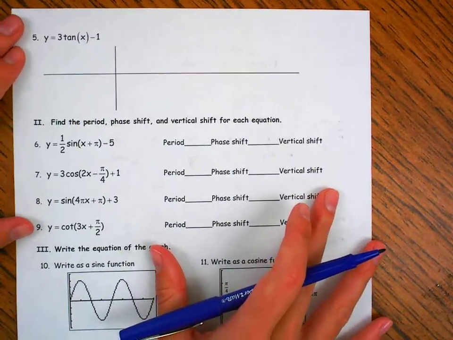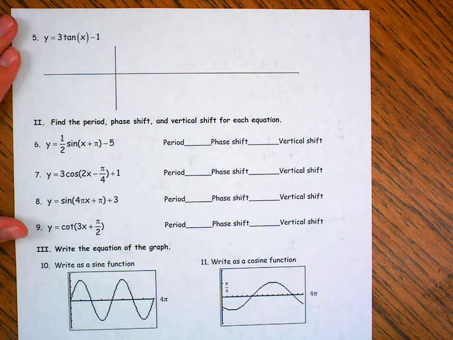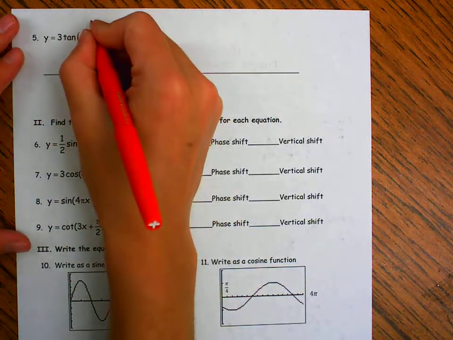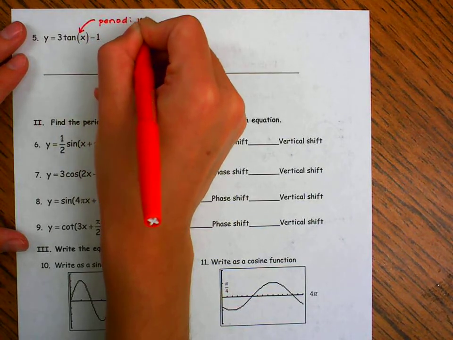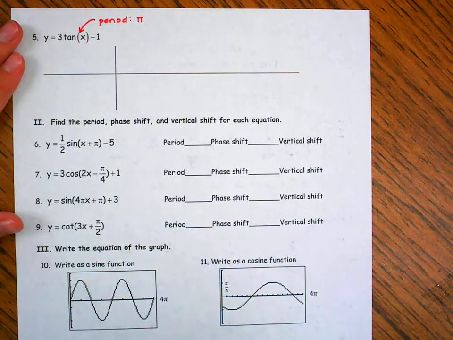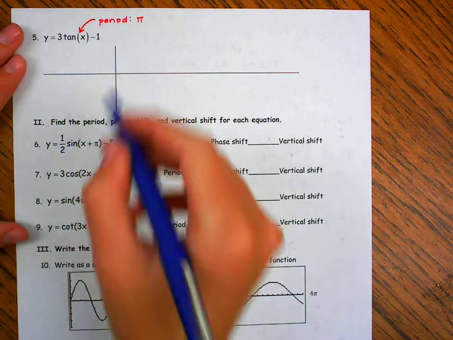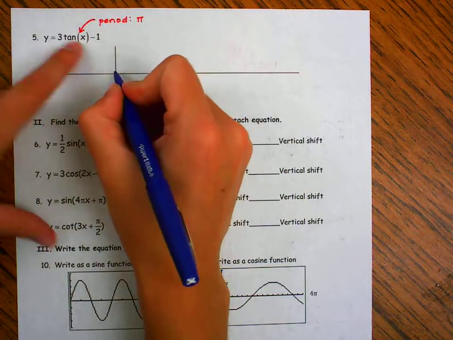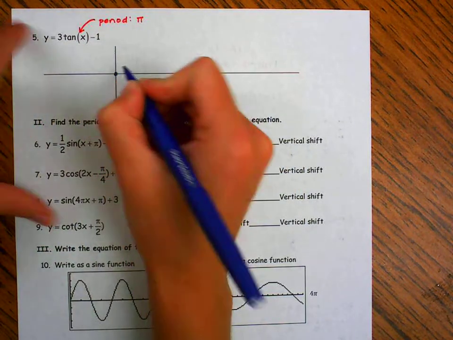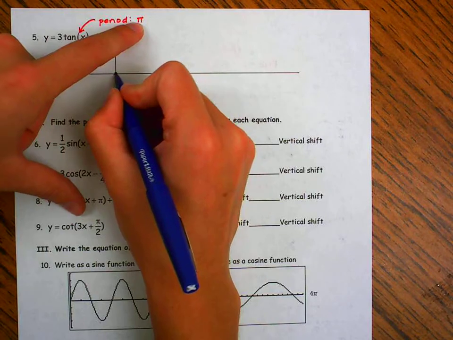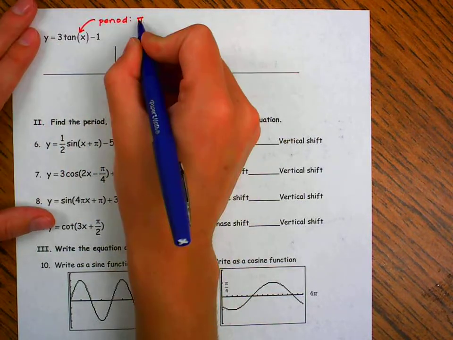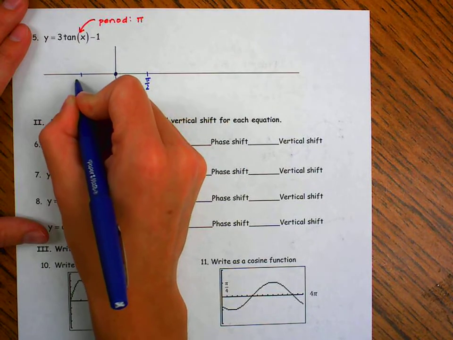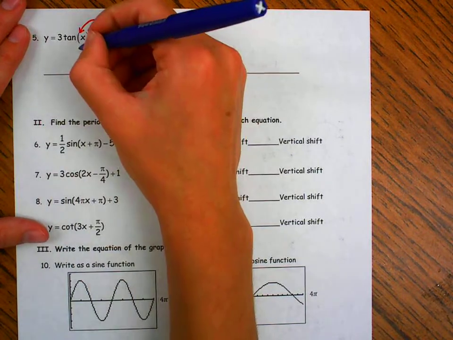Okay. 3 tangent minus 1. Remember, there's no number here in front of x, so that means my period is just going to be pi. Okay? So I'm going to go in blue first, and then I'll make green my final answer. Because remember, for tangent, we start at the center. And then we're going to go half the distance this way. So that's going to be pi over 2 this time. Half the distance of the period this way, that's negative pi over 2. And that's where my asymptotes are.